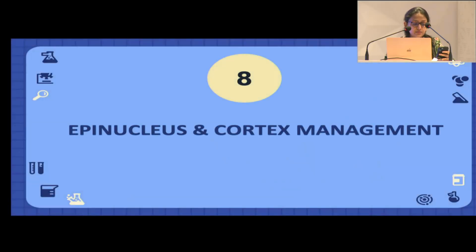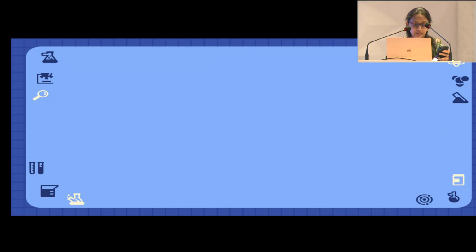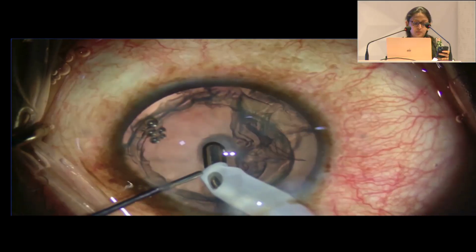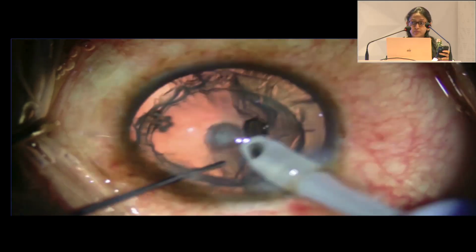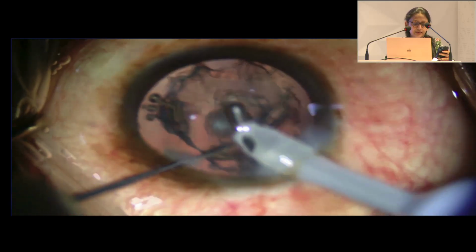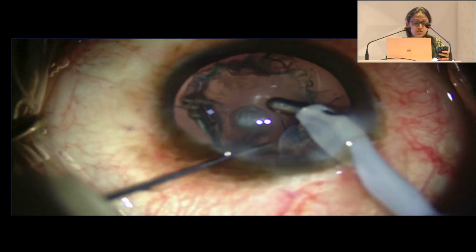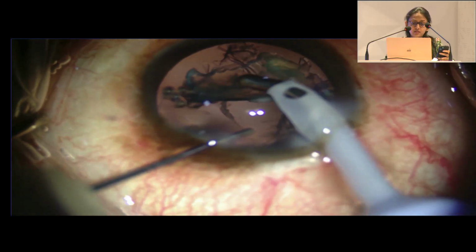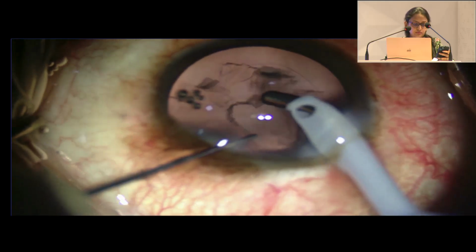Coming to epinucleus management, it should be stripped 360 degrees from the capsular fornices before approaching the centrally attached plaque area to avoid loss of epinuclear or cortical matter into the vitreous. The central plaque is left intact until the end. It is then slowly stripped and aspirated in a controlled manner. The cortical matter is removed in a similar fashion.